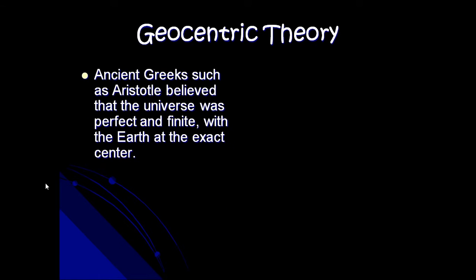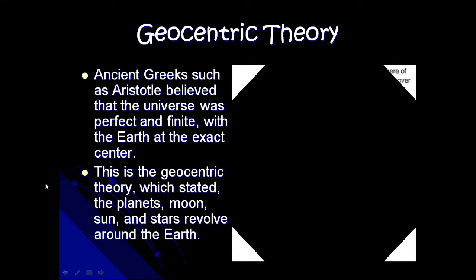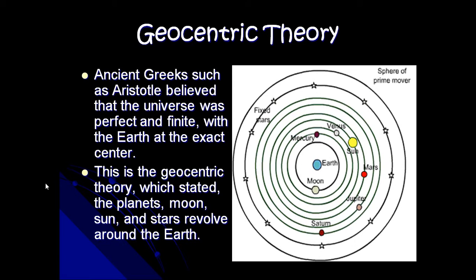So, the geocentric theory. Ancient Greeks, such as Aristotle, believed that the universe was perfect and finite, with the Earth at the exact center. This is considered the geocentric theory, which stated that the planets, moon, sun, and stars revolved around the earth.